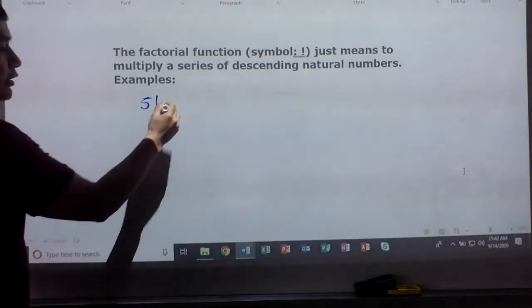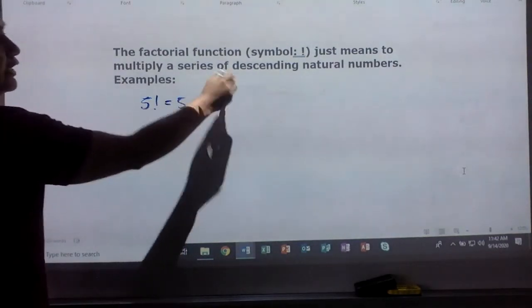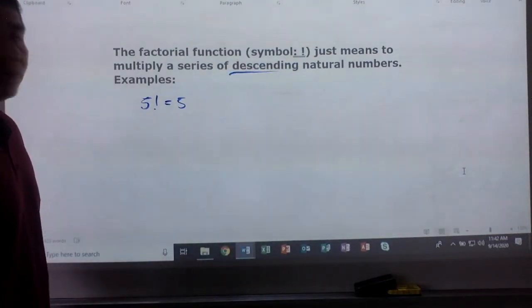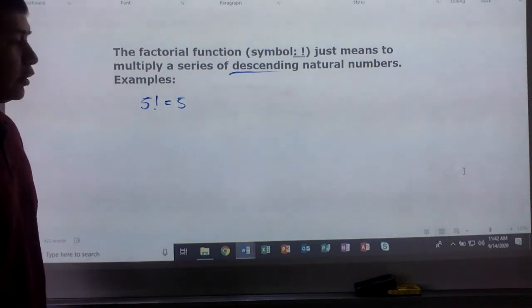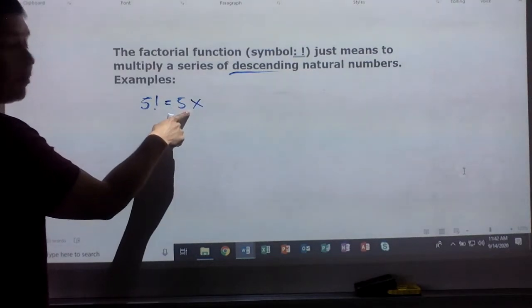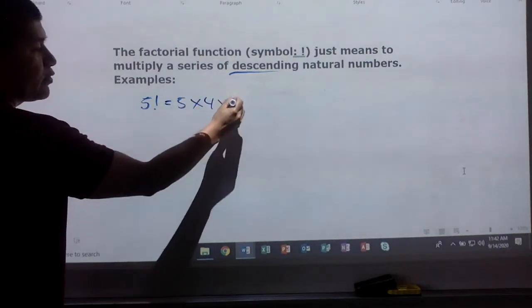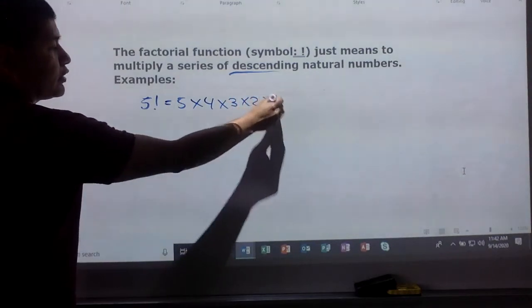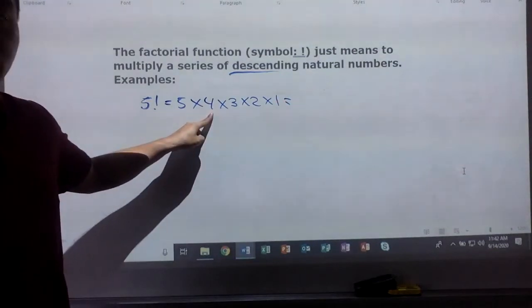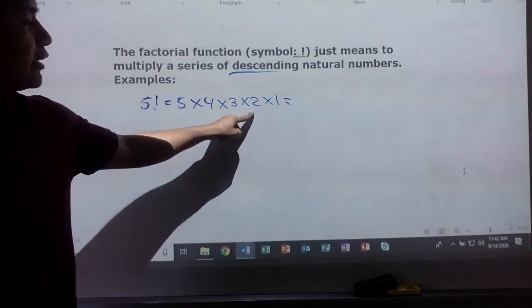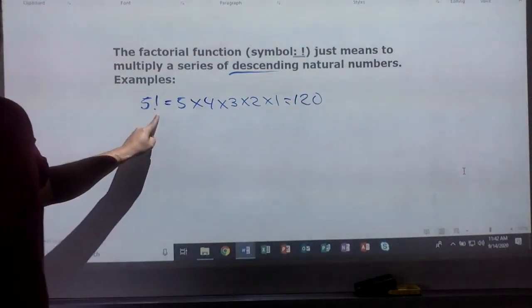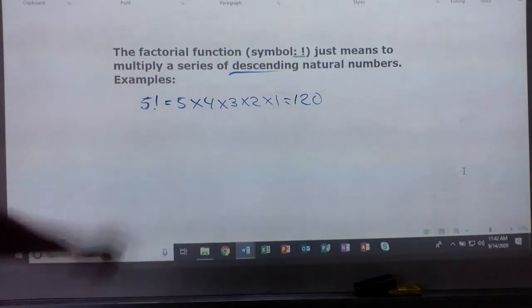5 factorial is just this. 5, because it says descending natural numbers, so I gotta go down all the way to 1. Do not go to 0. If you go to 0, it will just be 0. So 5, the next one that is descending before 5 is 4 times 3 times 2 times 1. So my answer, which is multiply it. 5 times 4 is 20. 20 times 3 is 60. 60 times 2, 120. That is what a factorial is. That's when you see an exclamation point like this one.